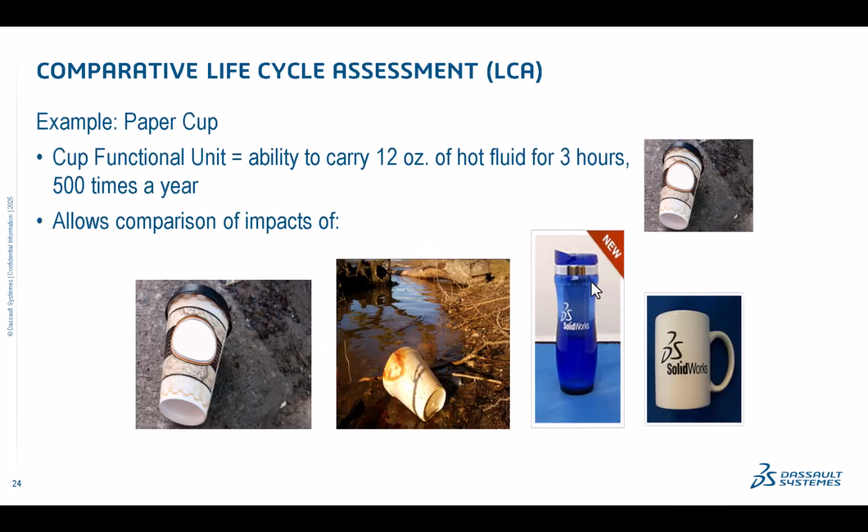For comparative life cycle assessment, where you're comparing one product versus another, one service compared to another service, an important concept is the concept of a functional unit. The functional unit is the unit that allows for different products or services to be equivalent. In this example, we're looking at a paper cup versus a styrofoam cup versus a plastic tumbler and a ceramic mug. For these products to be equivalent, we define the functional unit as the ability to carry 12 ounces of hot fluid for 3 hours, 500 times a year.